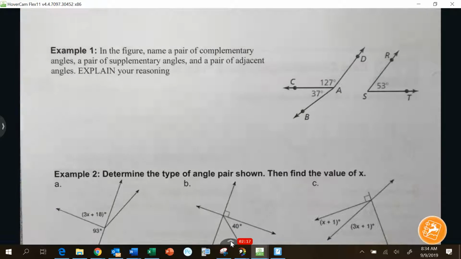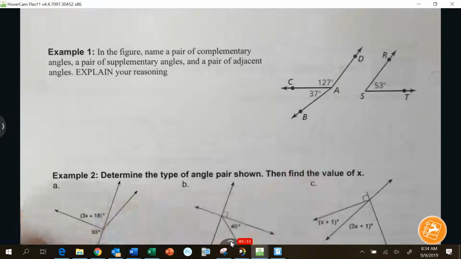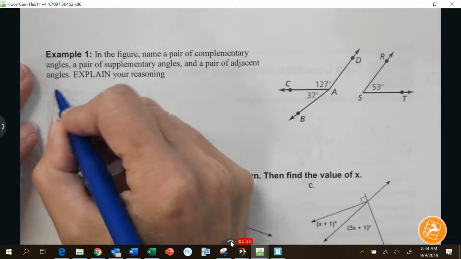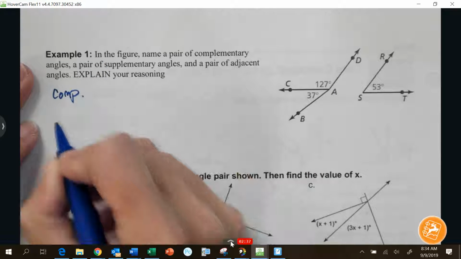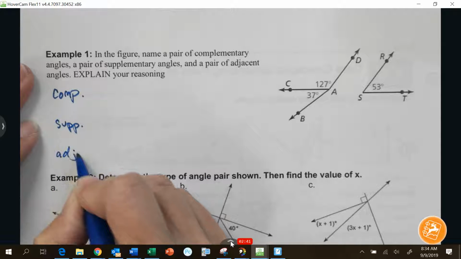In the figure, name a pair of complementary angles, a pair of supplementary angles, and a pair of adjacent angles, and we're going to explain our reasoning. I'm probably going to explain in talking instead of writing it all down right now because of time. It takes me a while to write. But in this picture, we need complementary, we need supplementary, and we need adjacent.